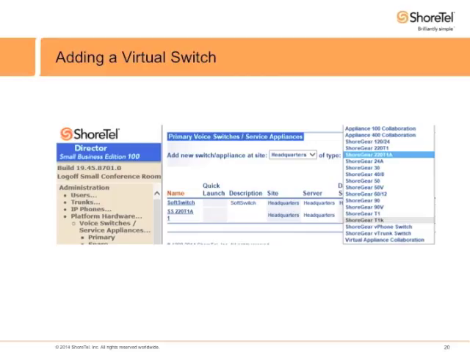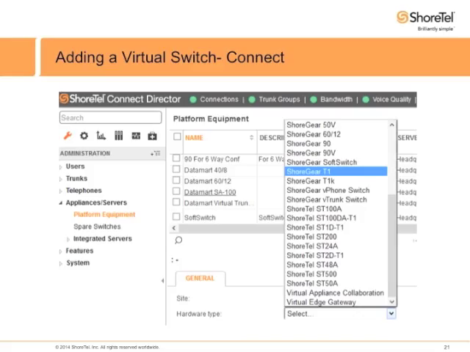Once you do so, you're going to have that drop-down menu with all the switches that you can add, and if you take a look at the bottom, there's the ShoreGear vPhone switch, the ShoreGear vTrunk switch, and the virtual appliance collaboration. In the next slide, it's going to look very similar, but this is for Connect, and I just want to show you that you're also going to have the ability to add the virtual Edge Gateway from here.